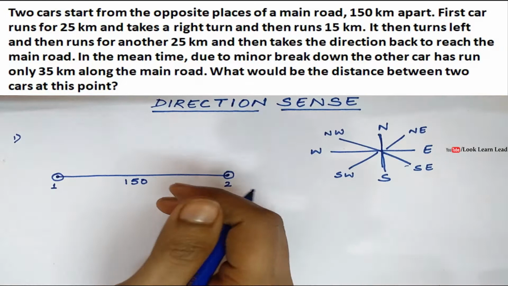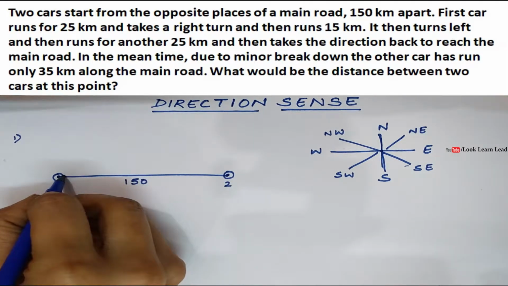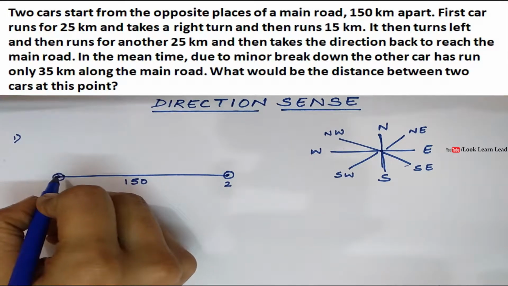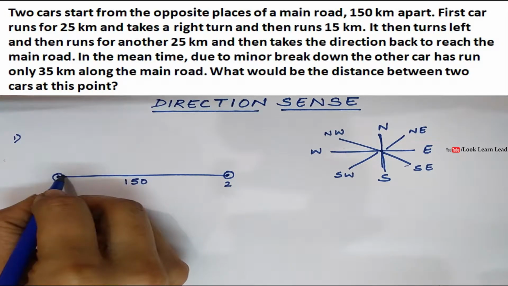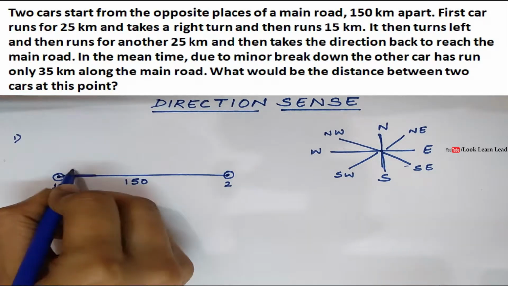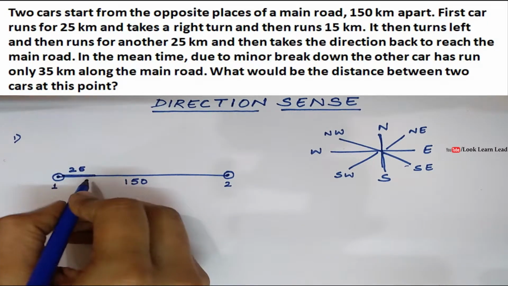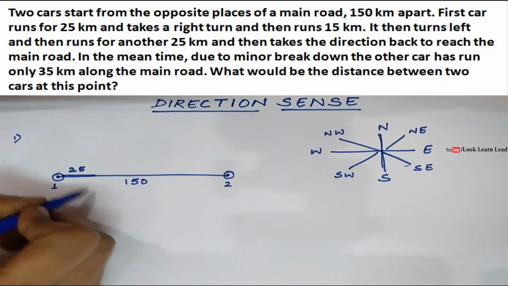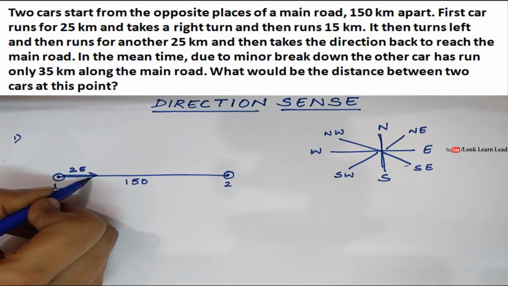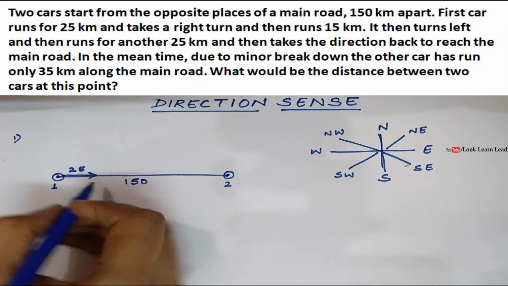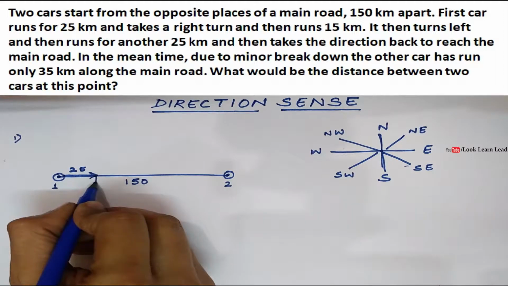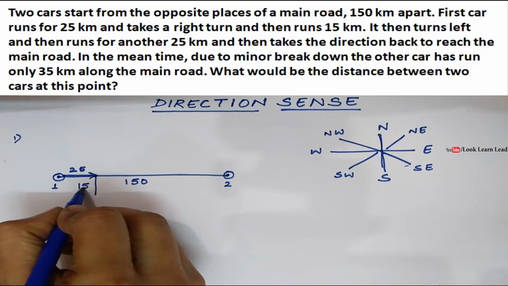The first car runs for 25 kilometers and takes a right turn, okay. It runs for 25 kilometers. Let it be 25, okay, and it takes a right turn. The right turn would be like this, okay. It is running in this direction, so the right would be like this, in this direction. It takes a right turn and runs for 15 km, okay.